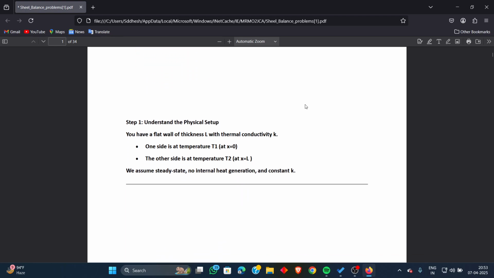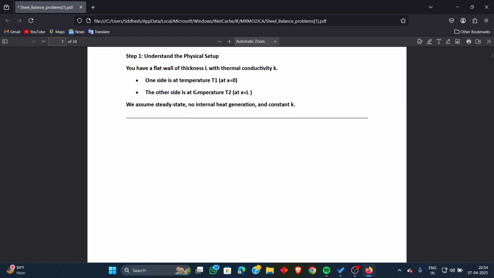Step one: understand the physical setup. You have a flat wall of thickness L with a thermal conductivity K. One side is at temperature T1 at x equal to 0. The other side is at temperature T2 at x equal to L. We assume steady state, no internal heat generation, and constant K. These are all the information that is given inside the question to us. Step one is understanding that.